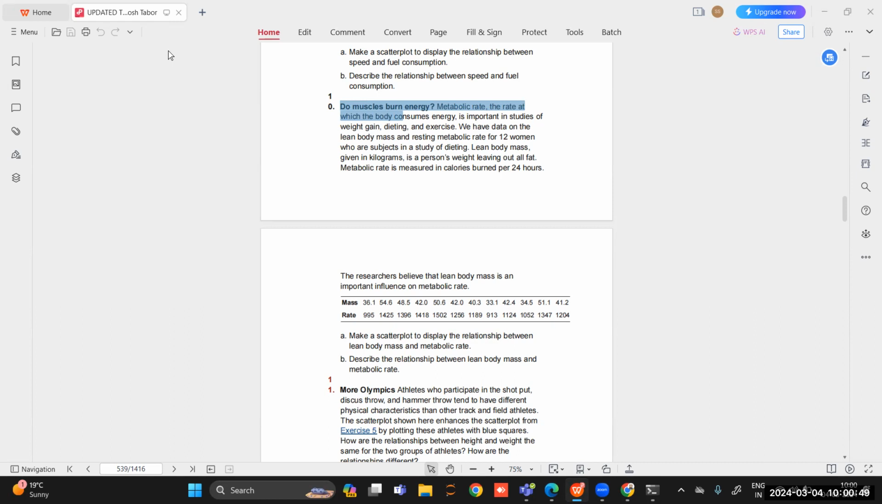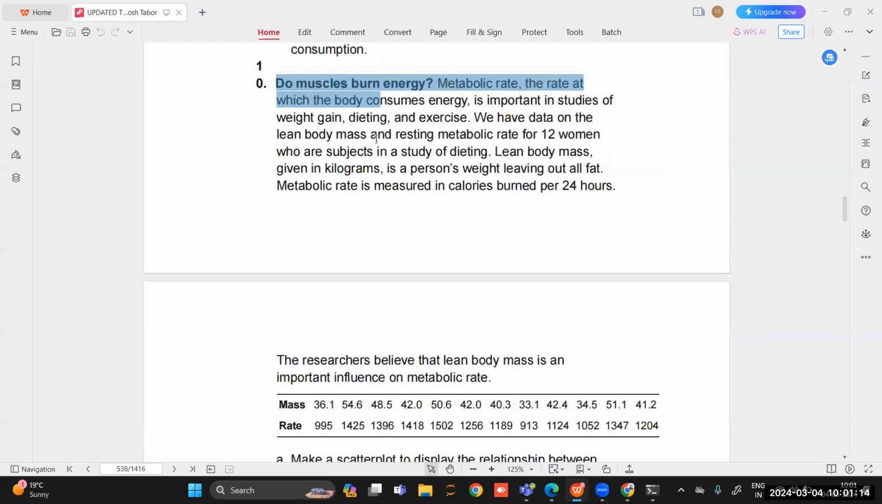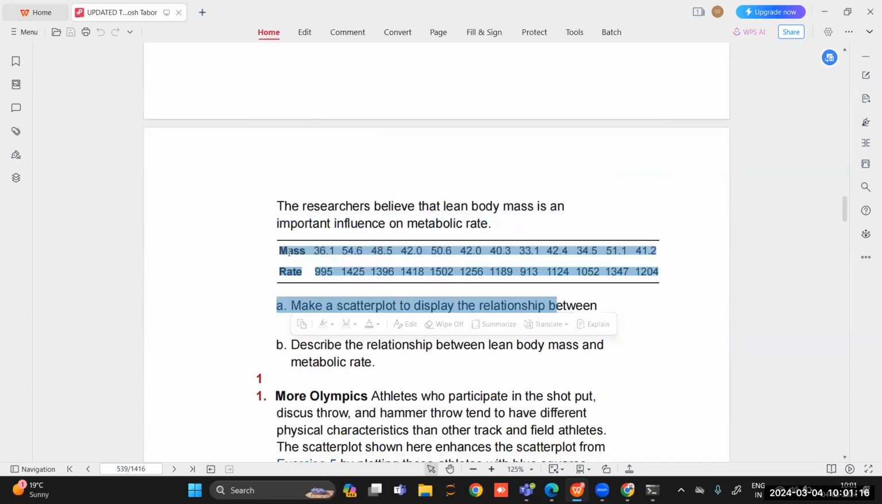So I'm back there. Okay, so you have seen that muscles burn energy? Metabolic rate, the rate at which the body consumes energy, is important in studies of weight gain, dieting, and exercise. We have data on the lean body mass and resting metabolic rate for 12 women who are subjects in a study of dieting. Lean body mass, given in kilograms, is what a person weighs, leaving out all fat. Metabolic rate is measured in calories burned per 24 hours. So this is the data given here. Okay, so we can see the mass and the rate.